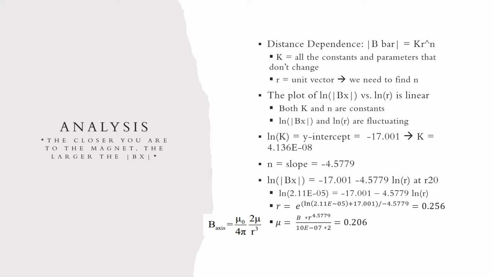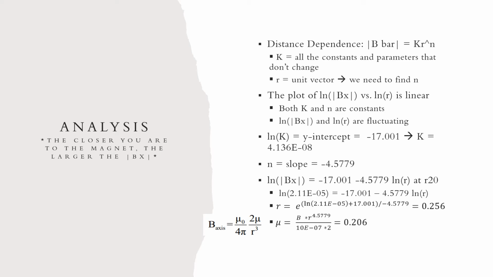Since the natural log of k is equal to the y-intercept in the plot, we get minus 17.001 for the natural log of k. For the n value, it's the slope of the equation, so it's going to be minus 4.5779. This value is a bit off from what the expected value would be, which is -3. It's just a bit bigger.